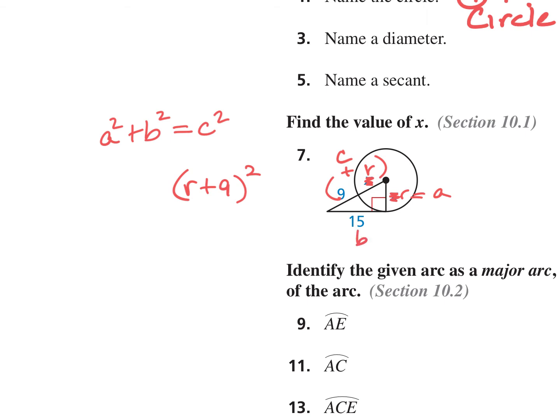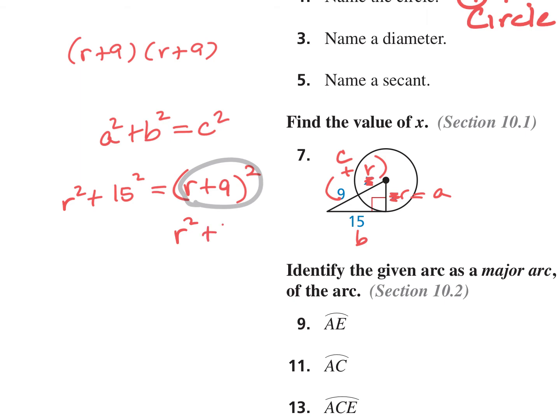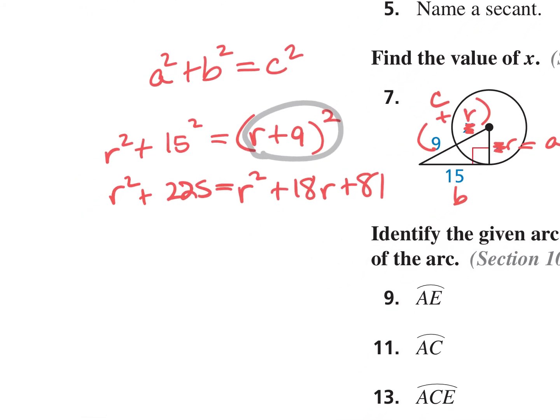You can switch those. So then you would do R squared plus 15 squared, and then it equals R plus 9 squared. Remember, we have to write this 2 times and FOIL it. If you just square the R and square the 9, you will get it wrong. So it's R plus 9, and then you would FOIL that. And after you FOIL it, it turns into R squared plus 18R plus 81. I'm going to square the 15. And now I have to solve for R.